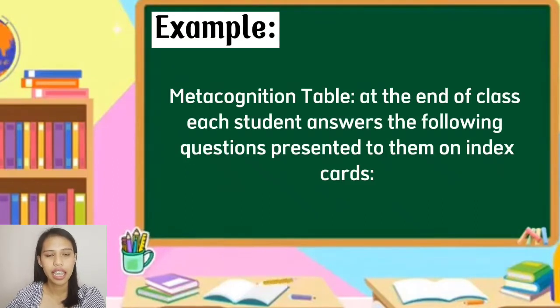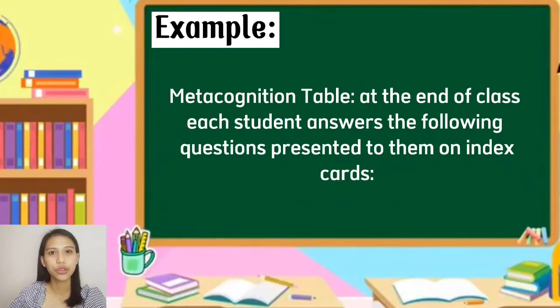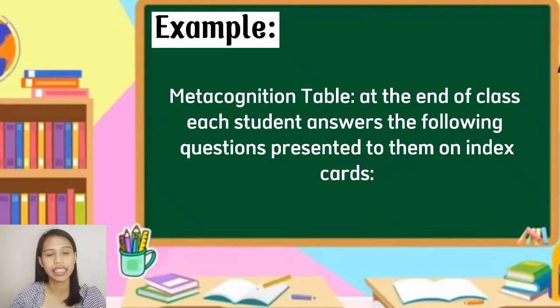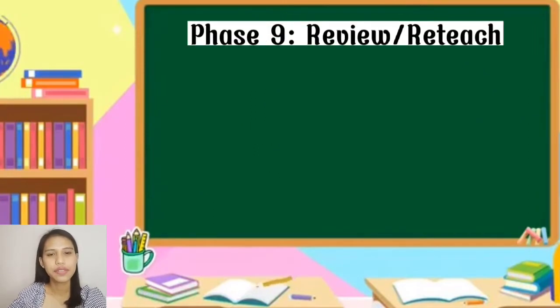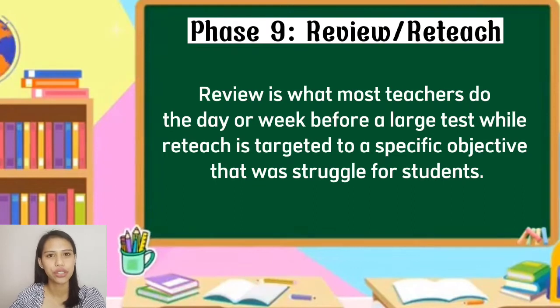An example is a metacognition table. At the end of the class, each student answers the following questions presented to them on an index card. Like what did we do in class, why did we do it, what did I learn today, how can I apply it, and what questions do I have about it. Next is Phase 9, or review or reteach.